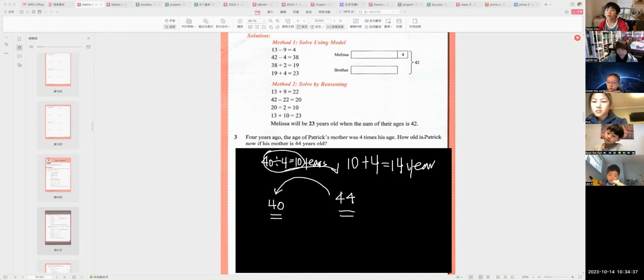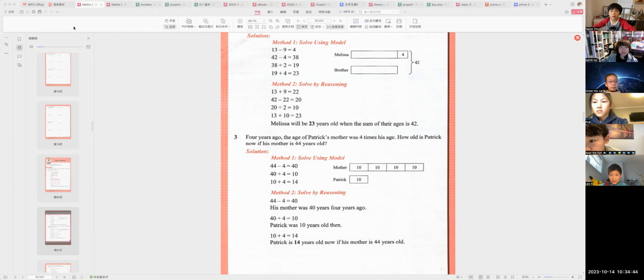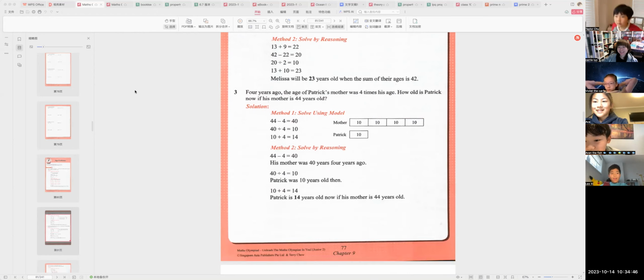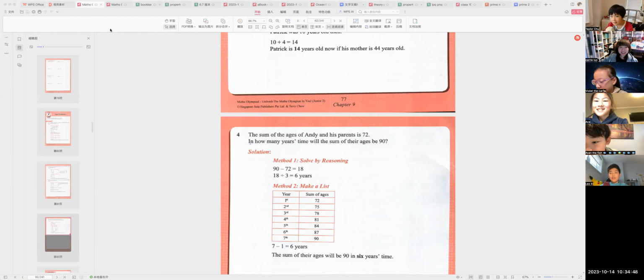Evan，清楚啊，好不好？Okay, right? 啊，4年以前妈妈不是4岁啊，妈妈4岁，妈妈疯了啊。No, his mom probably 4 years back was 40岁. Okay, you missed a 0.